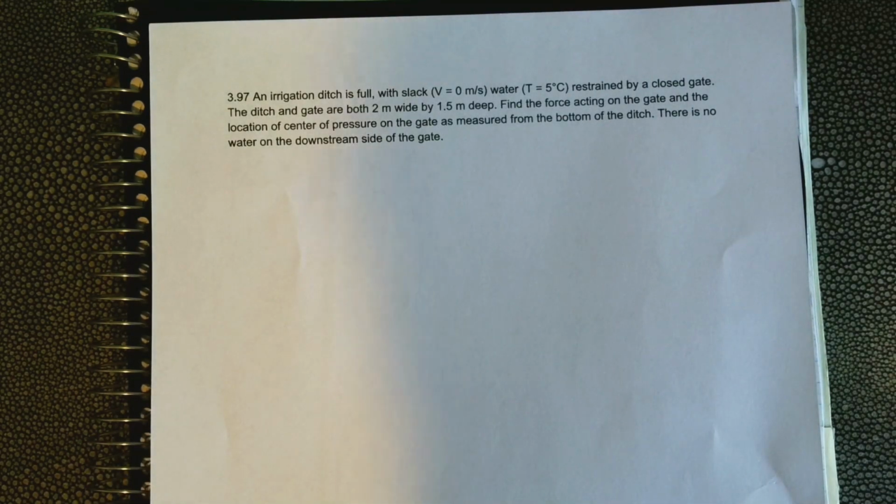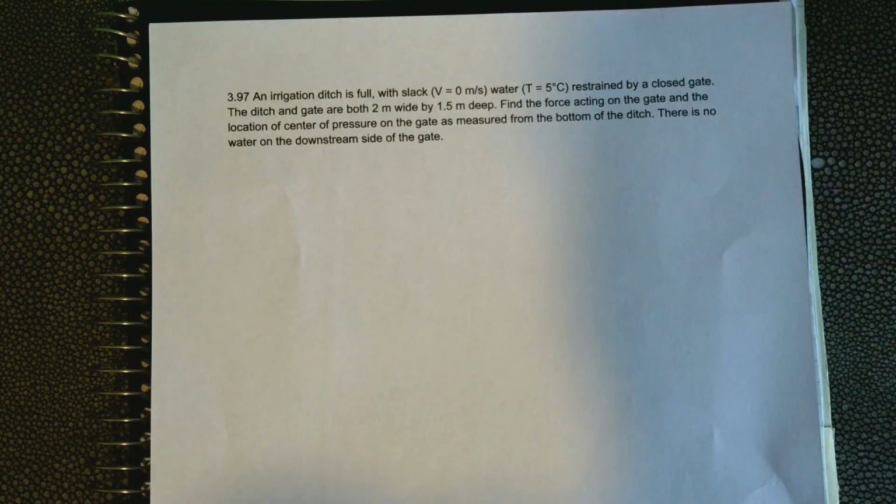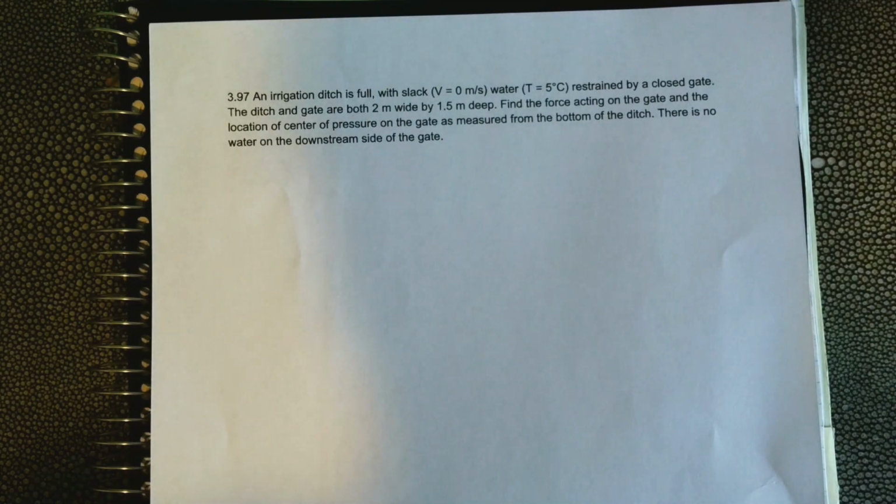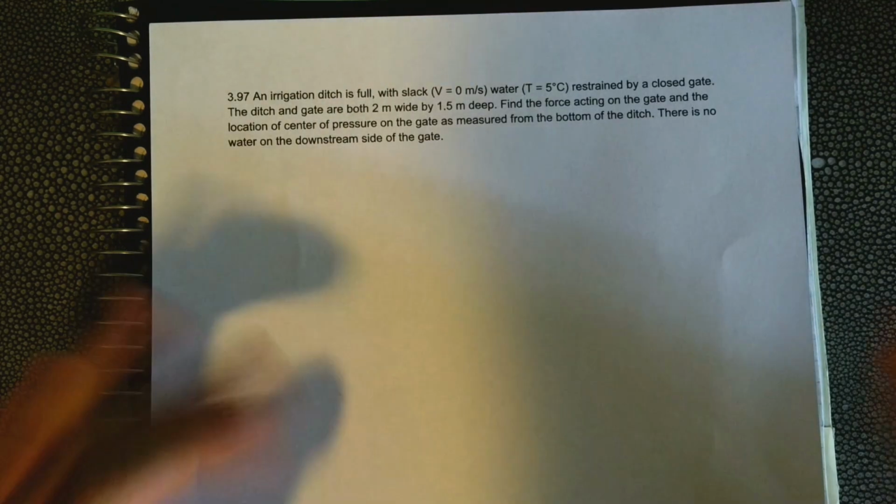Question 3.97, the textbook says an irrigation ditch is full with slack velocity equals 0 meters per second. Water temperature is 5 degrees Celsius, restrained by a closed gate. The ditch and gate are both 2 meters wide by 1.5 meters deep. Find the force acting on the gate and the location of the center of pressure on the gate as measured from the bottom of the ditch. There is no water on the downstream side of the gate.